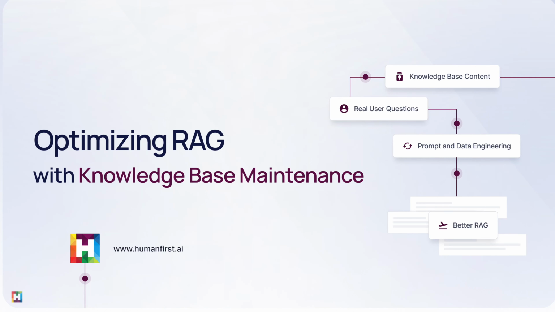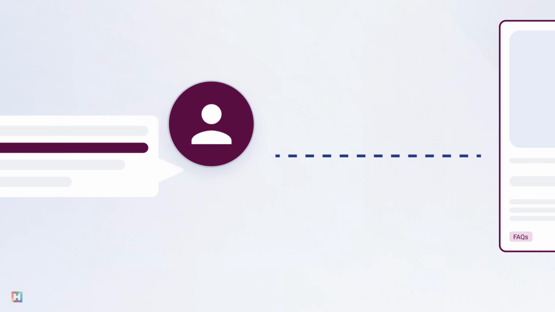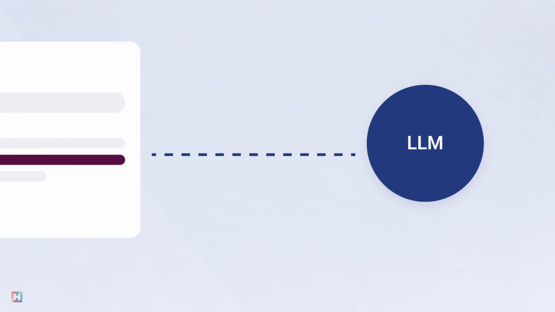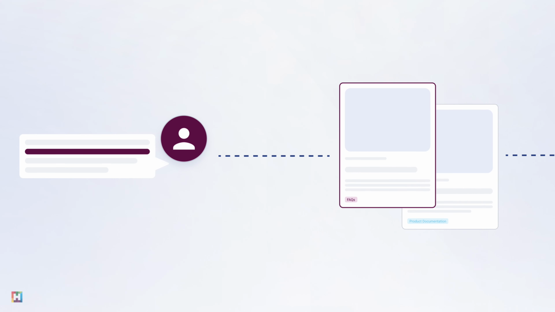Let's talk about RAG, Retrieval Augmented Generation, a technique for retrieving data or documents relevant to a user's question and feeding them to the LLM for context. One fundamental question has to come first. Do the documents contain what the users are actually looking for?